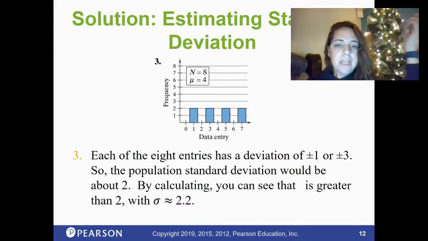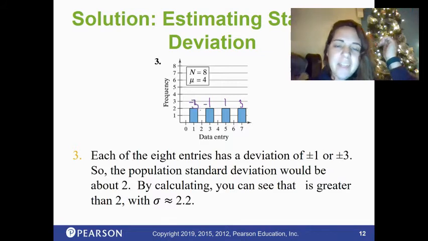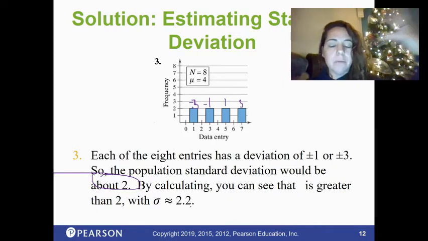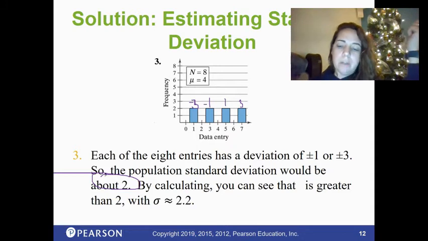On the third one, each of the 8 entries either went up 1 here or down 1 here, right? Or they went up by 3 here or they went down by 3 here. So my guess was 2, right? And if you use a formula, it's a little bit bigger than 2. In this case, it's 2.2. If you use a formula or the calculator, it would tell you the exact answer, but our estimating was pretty good. It was about 2.